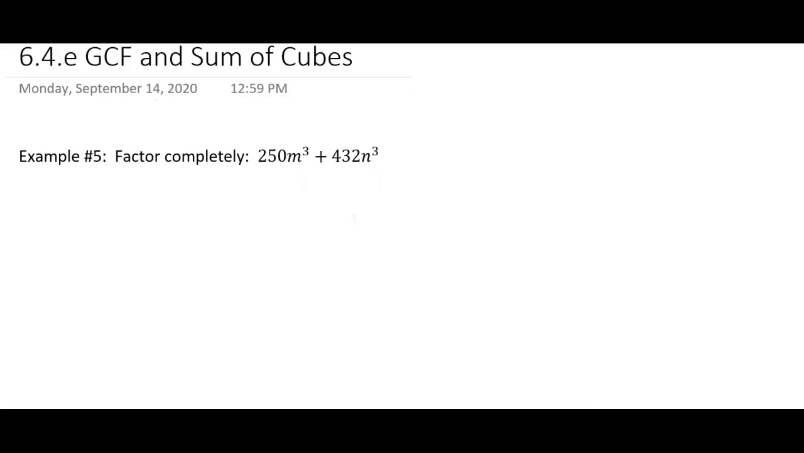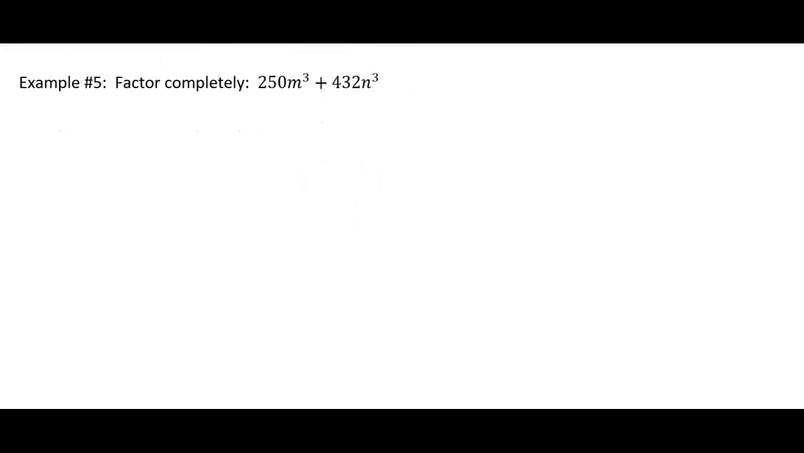So we have another polynomial we want to factor completely. I look for the GCF. And I think the GCF is just going to be 2 here. I know 2 will go into 250 and it'll go into 432 because they're both even. And then I know 5 will go into 250, but it won't go into 432. So I'm pretty sure the GCF is just 2.